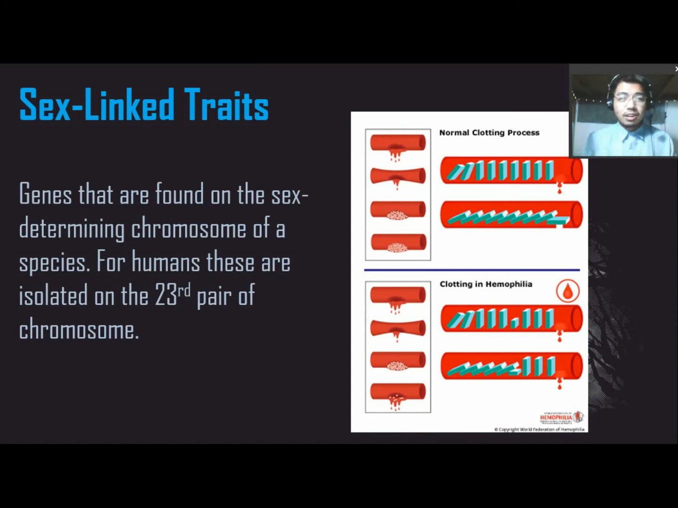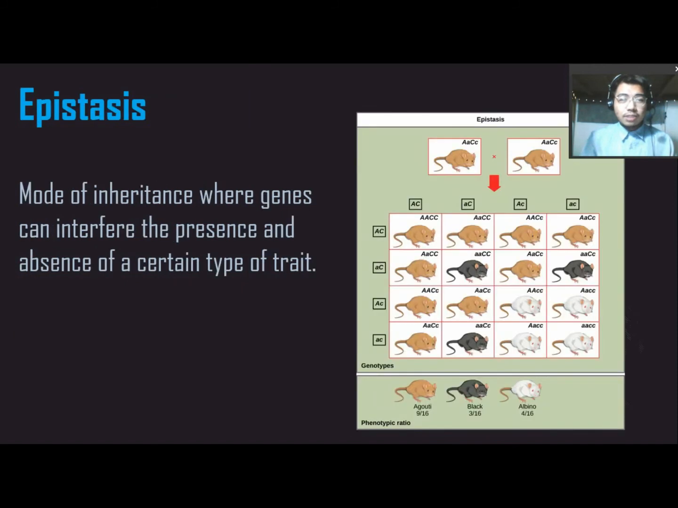Then, after the sex-linked traits, there's also the presence of epistasis, or the mode of inheritance where genes can interfere with the presence and absence of a certain type of trait. Now, as you can observe here, there are different types of characteristics present on the fur and the mane of any organism.